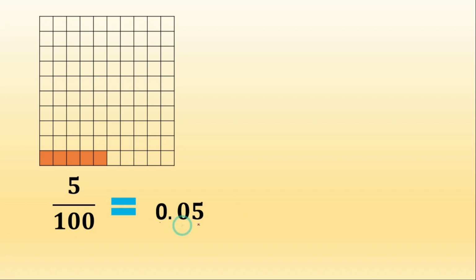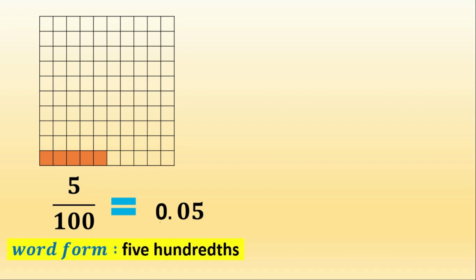Here we have 100 parts, or 100 squares. The total parts are 100 and 5 out of them are shaded. 1, 2, 3, 4, 5. So we can represent it in fraction form as 5 over 100, where 5 refers to shaded parts and 100 refers to total parts. And we can write it in decimal form as 0.05. In word form, it is 5 hundredths. Got it? Now let's show more examples.